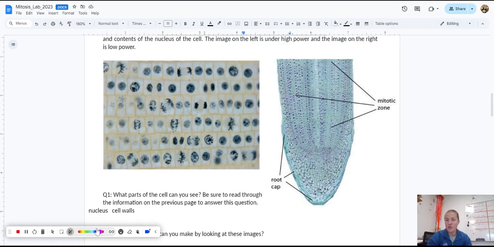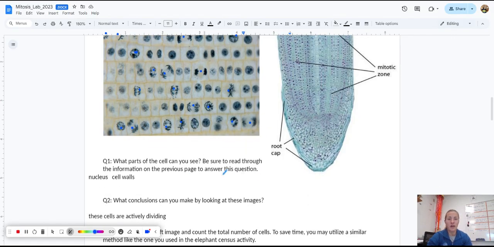So if I would go through this image and just put a mark on all of the cells that are in the process of mitosis, I would just start over here. We have 1, 2, 3, 4, 5, 6, 7, 8, 9, 10, 11, 12, 13, 14, 15, 16, 17, 18, 19. I would say probably about 19 are in some part of mitosis. So that number would go at the bottom.